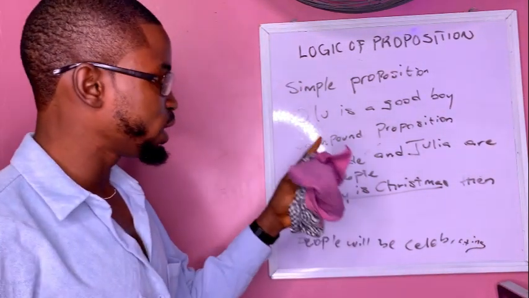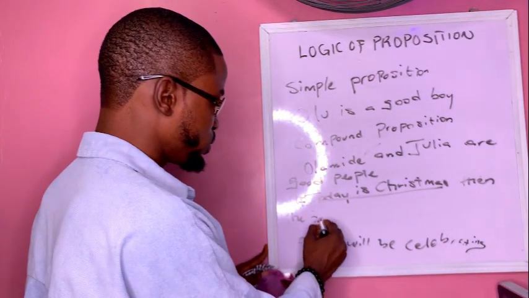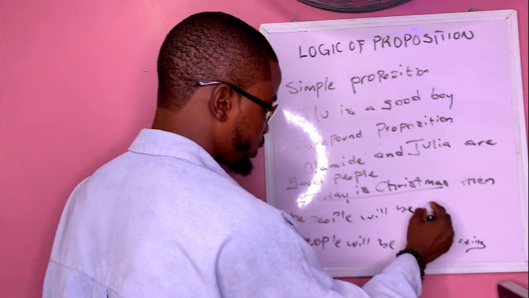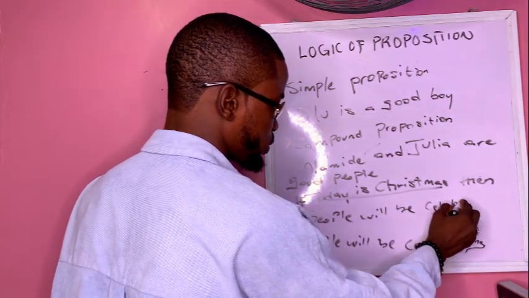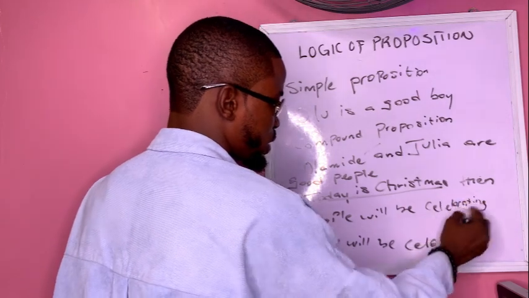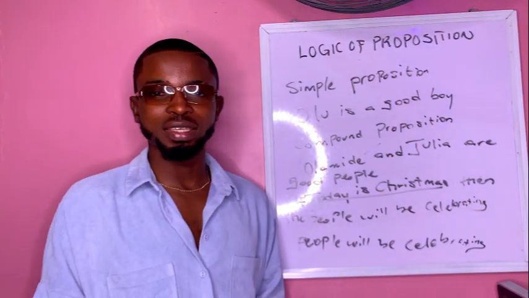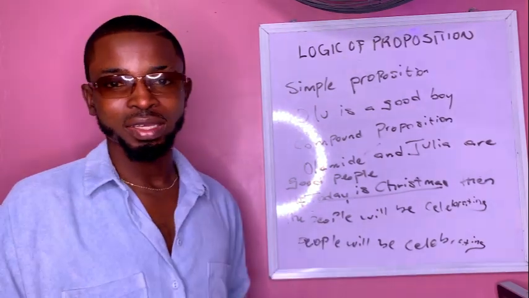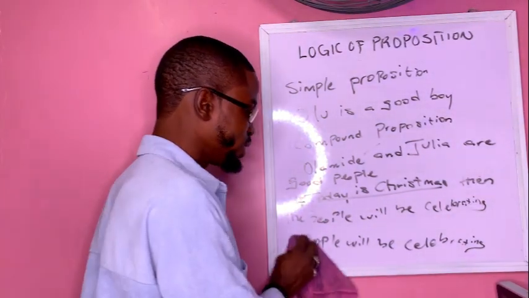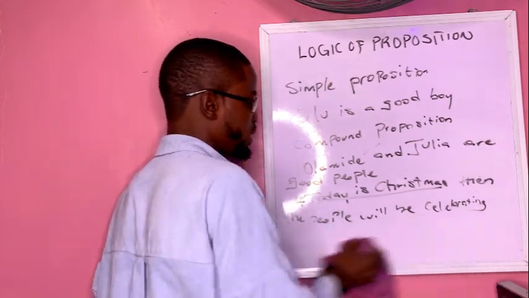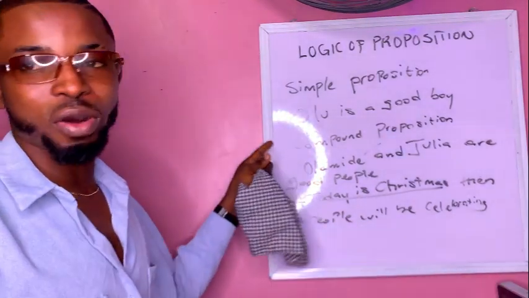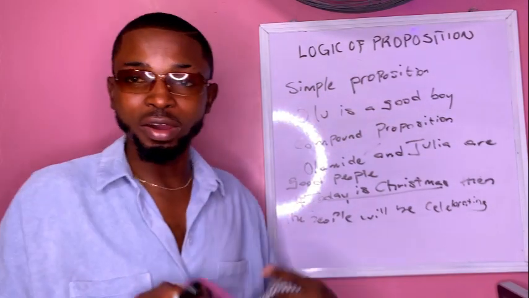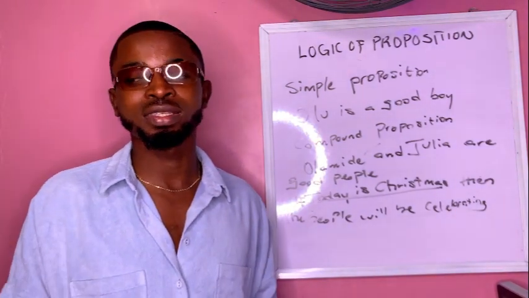So if today is Christmas, then people will be celebrating. As you can see, I've already replaced "Christians will go to church" with "people will be celebrating," and the statement is still meaningful. So we can say this is a standard compound proposition. If today is Christmas, then people will be celebrating, or if today is Christmas, then Christians will go to church.